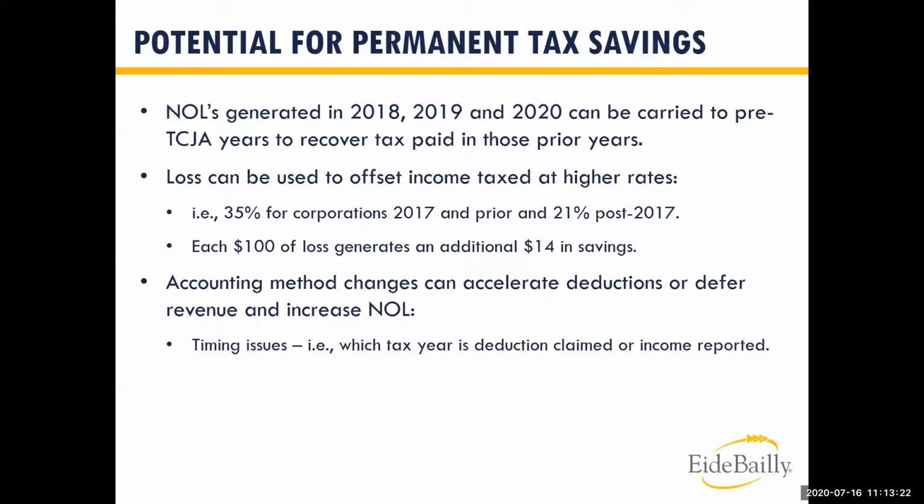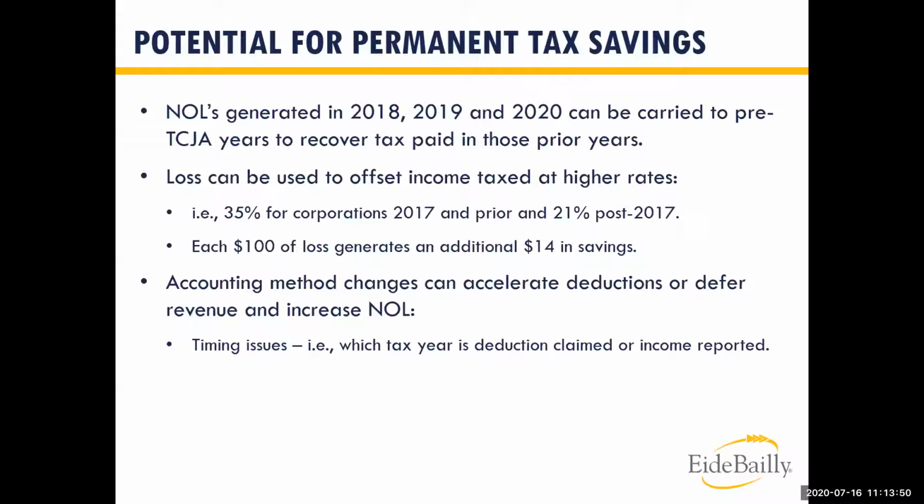2018. We had the 35% rate for corporations that's now been reduced to 21%. So if you do have an NOL that you could carry back from 2018 to 2013 at a 35% tax rate, you're going to get some permanent cash savings out of that, instead of if you had carried it forward at a 21% rate.